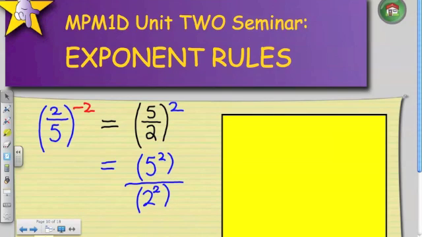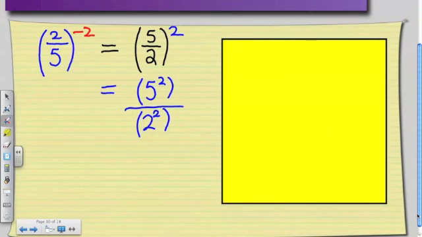Deja, can you tell me the answer to these? What is 5 squared going to give me? 5 times 5? Sorry? Oh, okay. 5 times 5. 25. And 2 squared. 2 times 2. 4. Good. So that is how we would solve this.